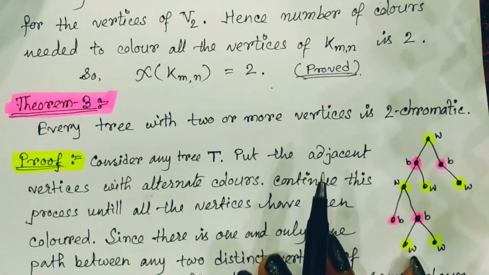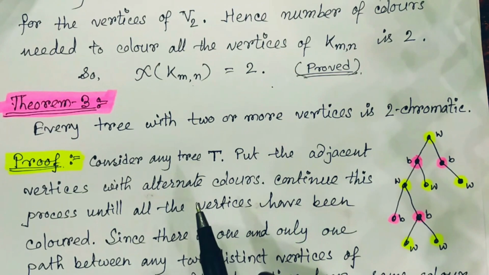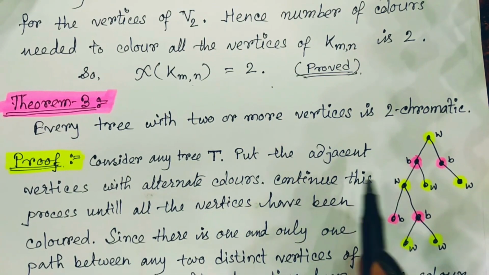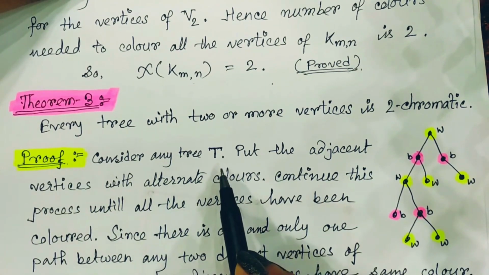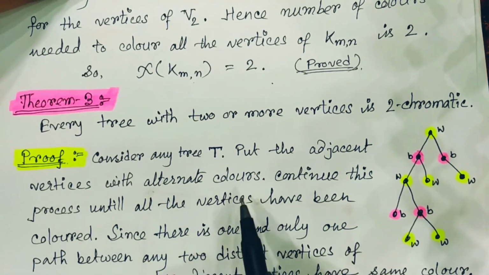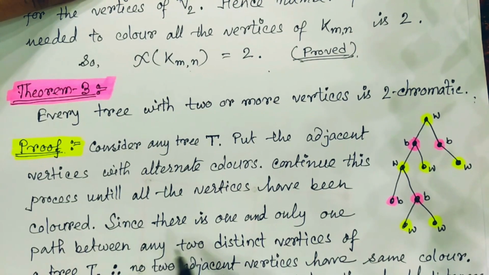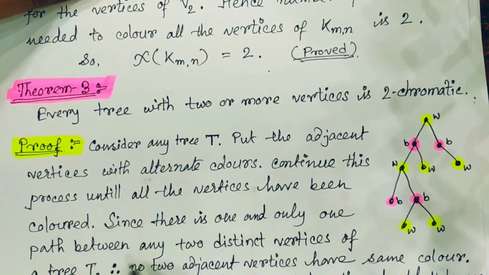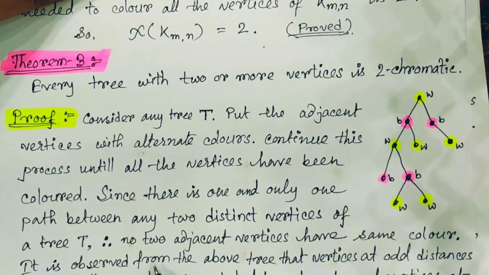Next theorem is, every tree with 2 or more vertices is 2 chromatic. For the proof, consider any tree T. Let this one be the tree. Put the adjacent vertices with alternate colors. Continue the process until all the vertices have been colored. Since there is one and only one path between any two distinct vertices of a tree T, therefore no two adjacent vertices have the same color.